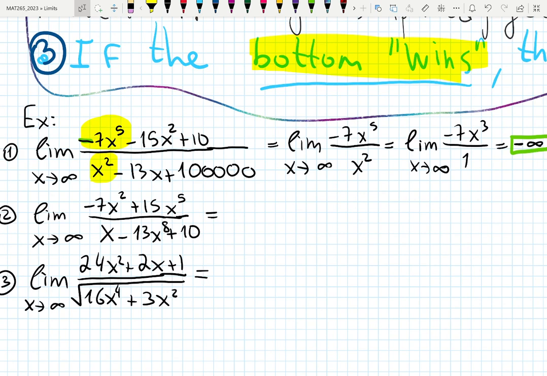People at the back. Who is the leader of the top of the second example? So who is the leader of this fraction, polynomial? 15x to the 5. Correct? Everything will follow 15x to the 5, not minus 7x squared, not because it's in the front. Speed matters at infinity. Who is the leader of the bottom? Exactly. Minus 13x to the 8.